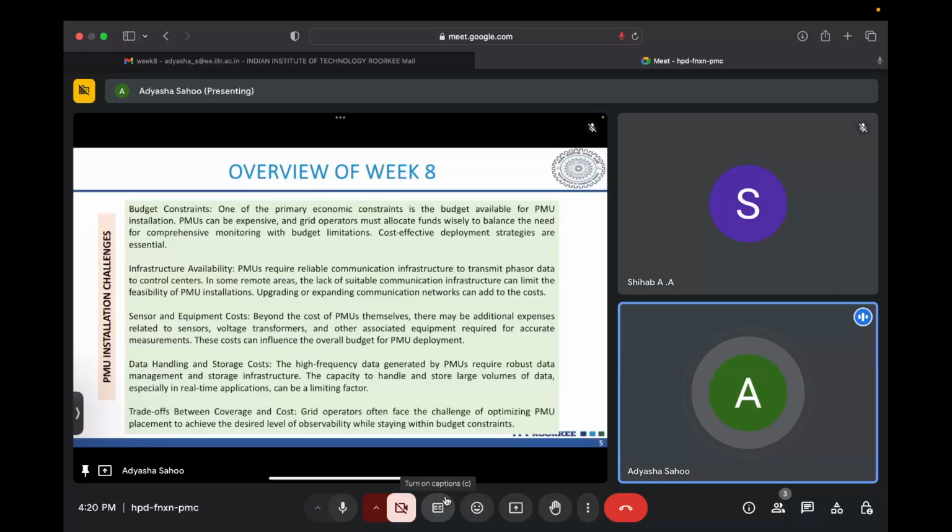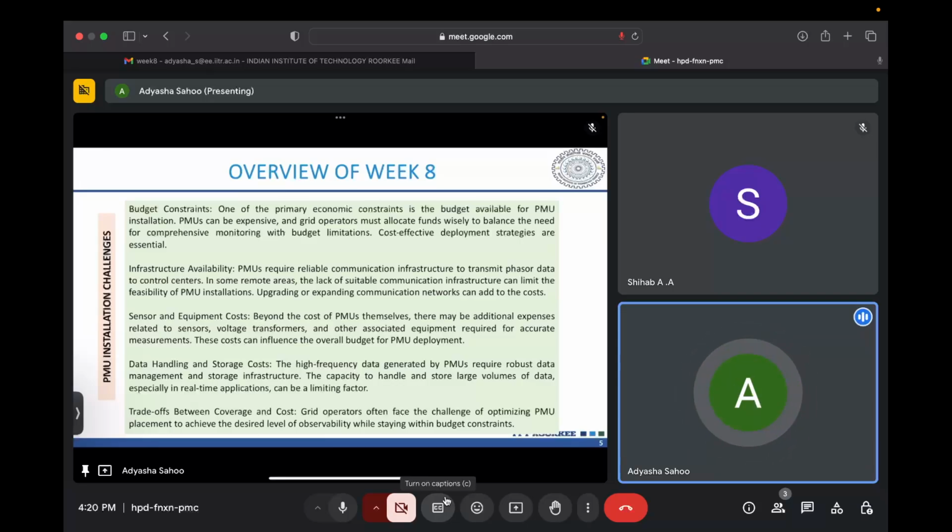Okay, so moving on, what are the challenges for installation of these PMUs across our network? Firstly, we face budget constraints because these PMUs are not very cheap devices. The PMUs themselves are expensive devices. So we need to assess at what location we want the installation of these PMUs.